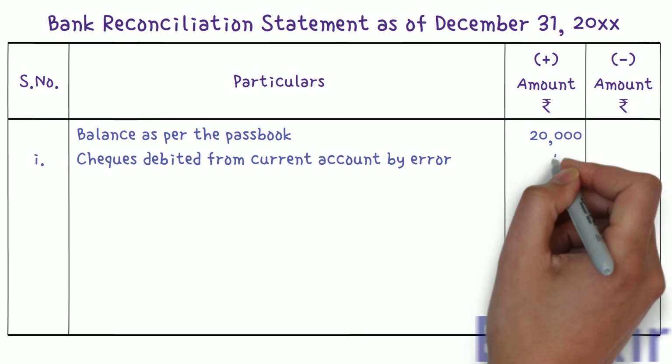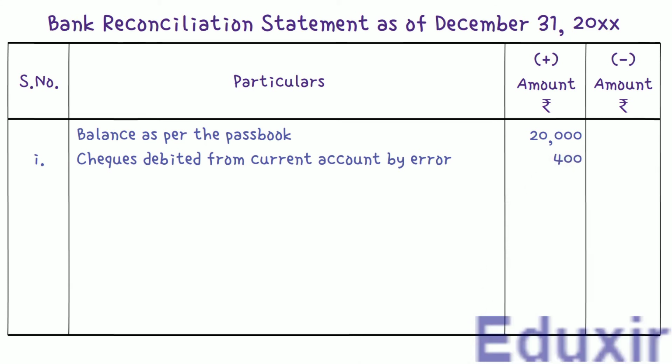Let us write this amount of 400 rupees in the plus amount column. That completes the recording of these details into the bank reconciliation statement. Let us now take up the next details.